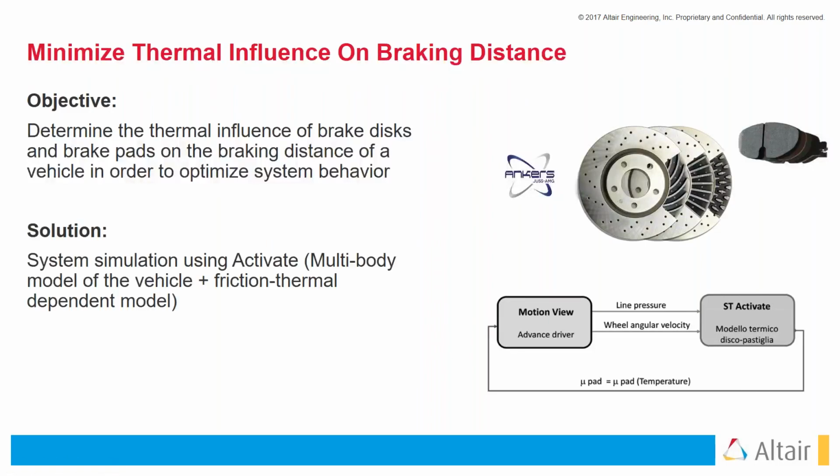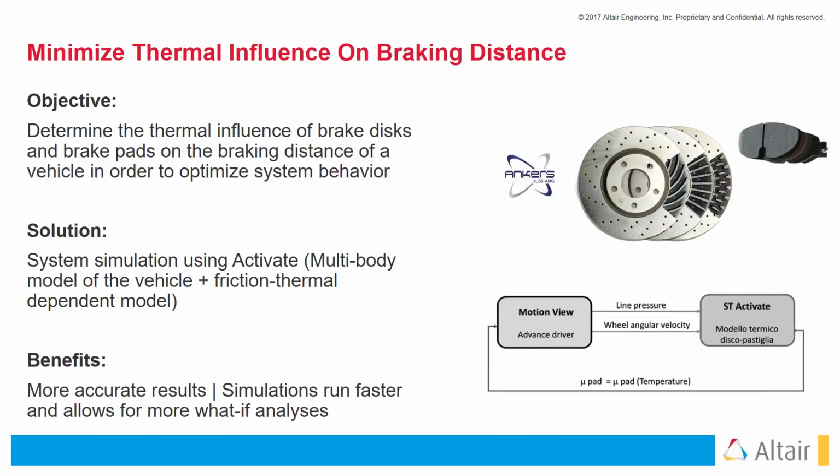So the solution is the entire system simulation using Activate, like a multi-body model of a vehicle with friction and thermal dependent models. You can represent the thermal model in 1D as well as a signal based model. And you can integrate 3D axial with 1D coupling as well. So the benefits are more accurate results, simulation runs faster, and it allows more what-if analysis. So you can do what-if scenarios.